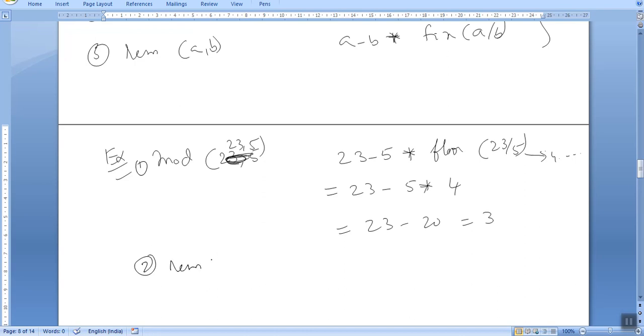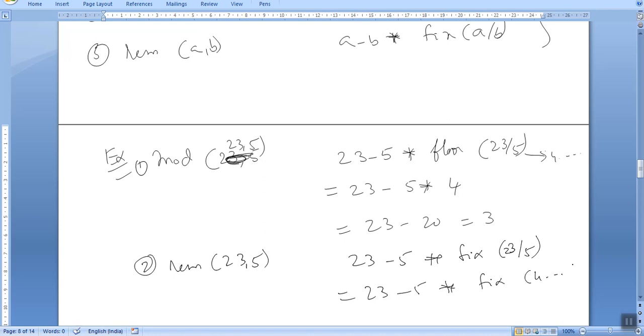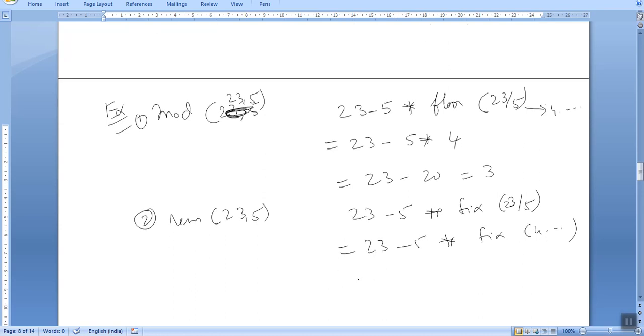Remainder function of 23 comma 5. Okay, 23 minus 5 into fix of 23 by 5. Then what is the value? 23 minus 5, fix of 4 point some value. So towards 0 is again 4. If both are positive, you will get the same value. There is no significant difference between mod function and remainder function.